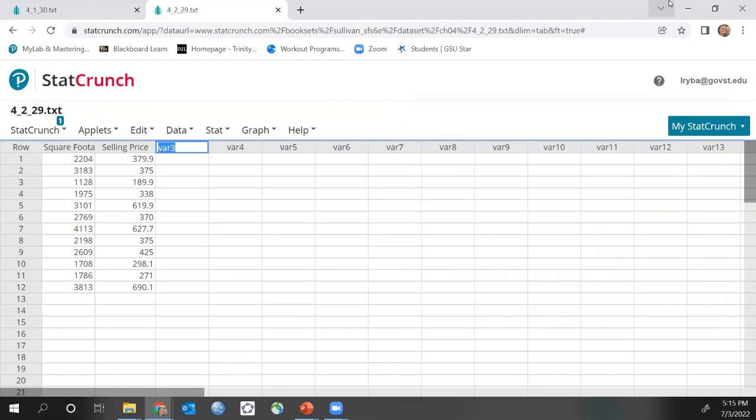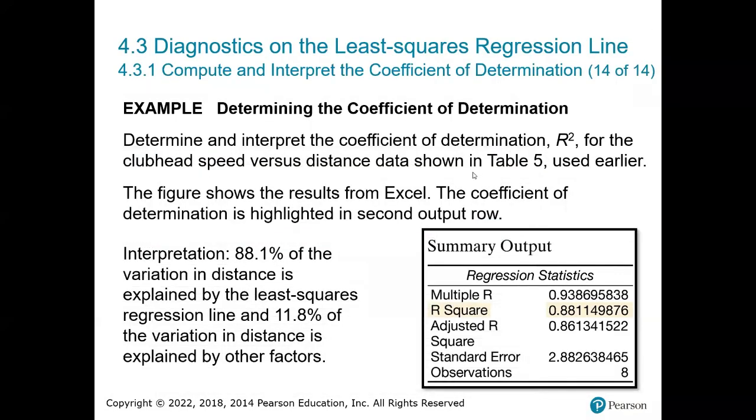Okay, so this section was really short. I hope it makes sense here. It's just a matter of explaining. I think this one explains it the best here. That is the percent of variation that's explained by the line, which then leaves what's left. So if 88.1% is explained by the line, 11.8% is explained by some other factors.